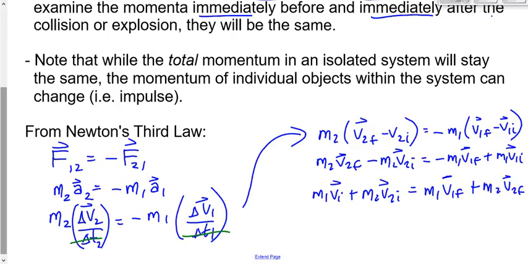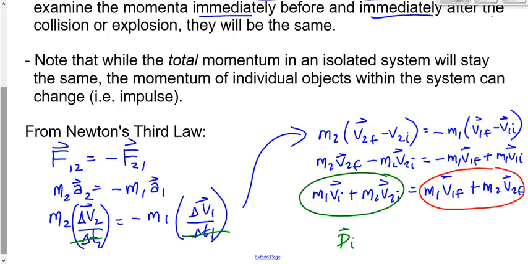Now what does that tell us? Look, M1 V1I plus M2 V2I. If we have two objects colliding with each other, then the momentum of each object added together gives me a certain value, a total initial momentum. If we look at the final term here, M1 V1F plus M2 V2F, after the collision, the total momentum of these two objects, PF we'll call it, is going to be exactly equal to the initial momentum.